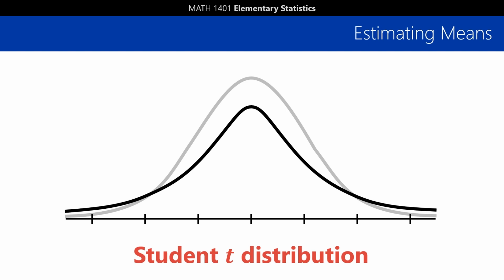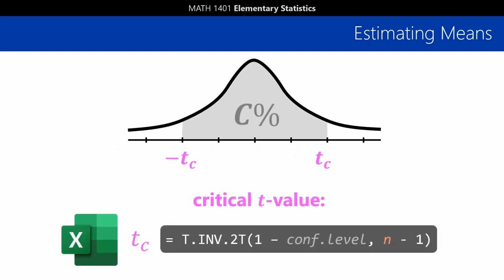In particular, it's narrower in the middle, but it has more probability in the tails than the normal distribution does, which accounts for the extra variability that comes from not knowing sigma. This t-distribution slightly changes how we proceed with the rest of the problem, though it's still pretty similar. For example, instead of finding a critical z-value, we now find a critical t-value. That t-value depends not only on the confidence level that we want to set, but also on the size of our sample. The t-distribution has an extra parameter called the degrees of freedom, or df for short, which is just equal to the sample size minus 1.